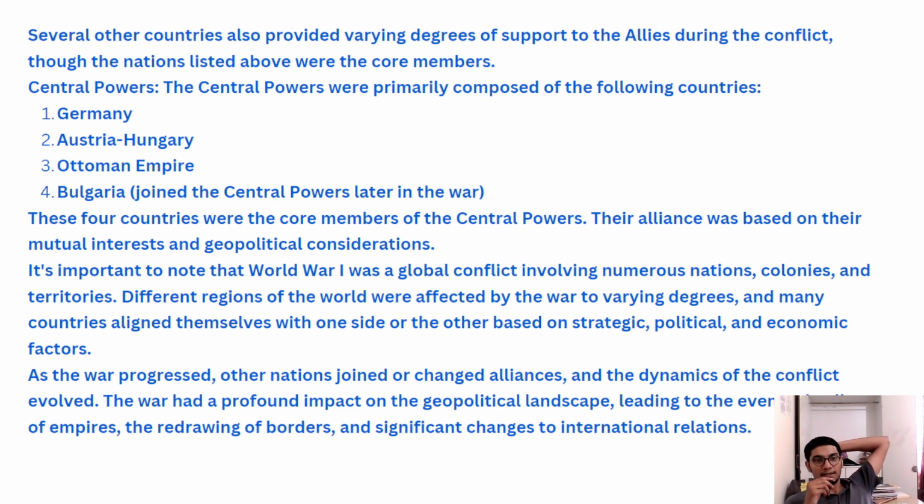Central Powers. The Central Powers were primarily composed of the following countries: Germany, Austria-Hungary, the Ottoman Empire, and Bulgaria.